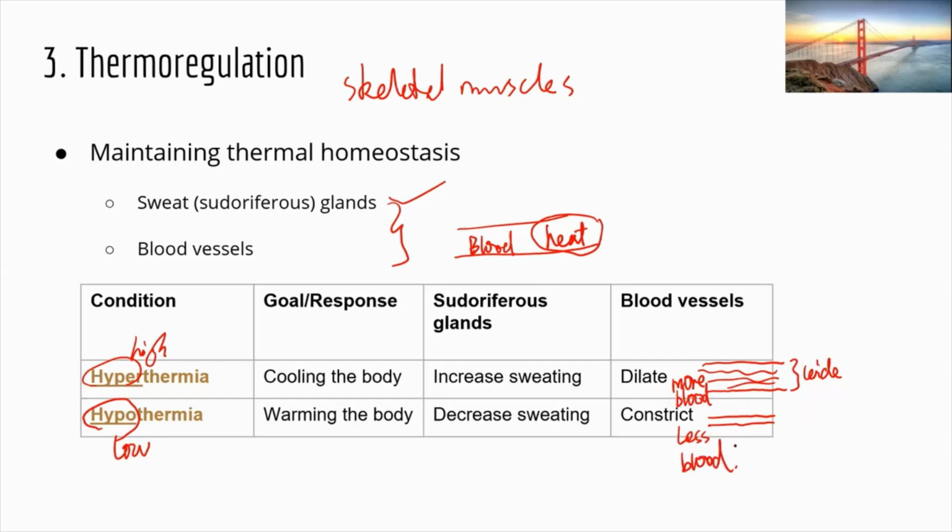There you go. All right, so you can just go through this table. If you have hyperthermia, then your goal, right, is to cool down the body. So this is your response, cooling the body. So of course you're going to sweat more, right? And then, remember, your blood vessels are going to dilate, right? So you have more blood flushing to your body surface. And then when heat dissipates, you cool down. And then when you have hypothermia, you do the opposite.